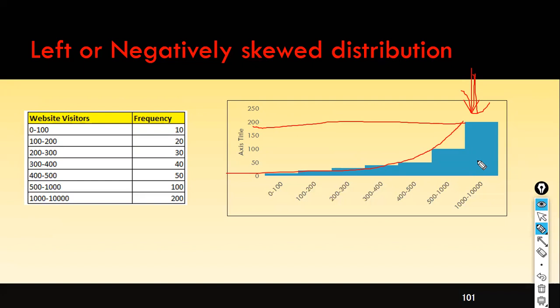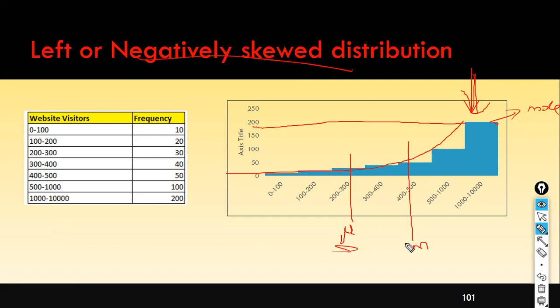The mean is typically less than your median. So your median will be somewhere here, and your mean will be here, and the median here. This is your mode. This is specific to a negatively skewed distribution.